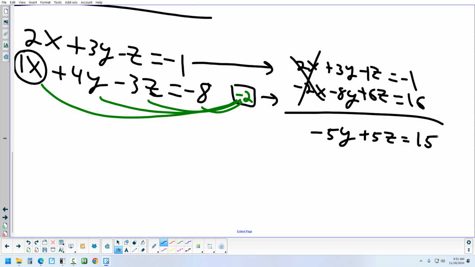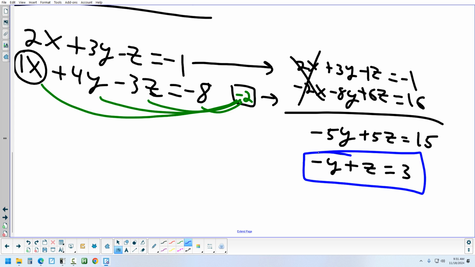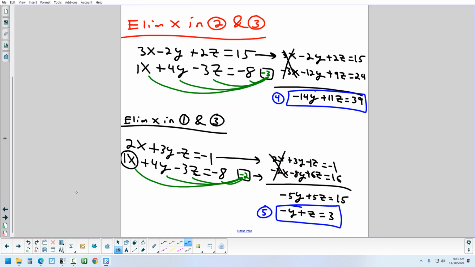Now, you could leave it like that. That is fine. But what do you notice about each one of those numbers? They're all divisible by 5. So if you want to make your numbers easier to work with, you can divide everything by 5. Now, if that number on the right was a 16, then I would say, no, you can't do that. But can somebody tell me, what do you get when you divide them all by 5? -y plus z equals 3. And that's what I would do at that step. Again, it's not necessary, but it will make it easier. I'm going to call that equation 5.